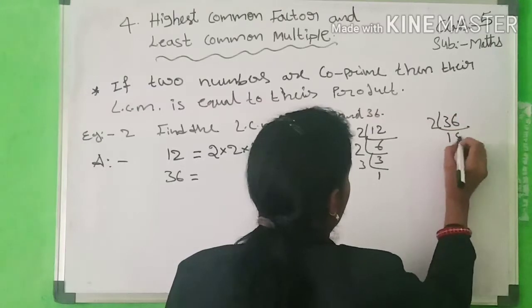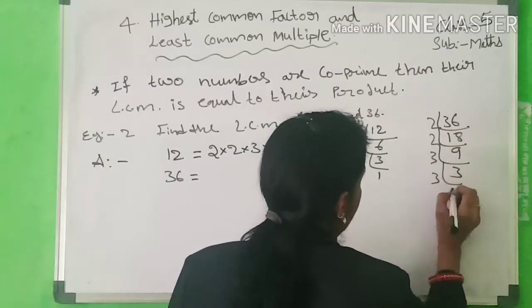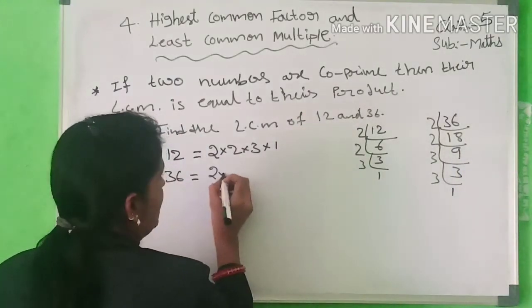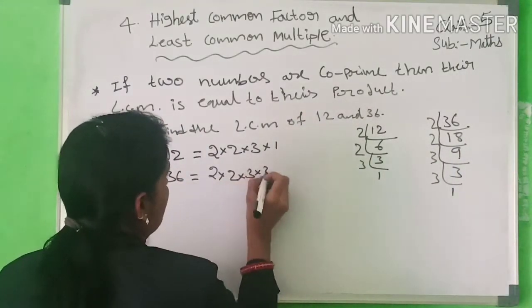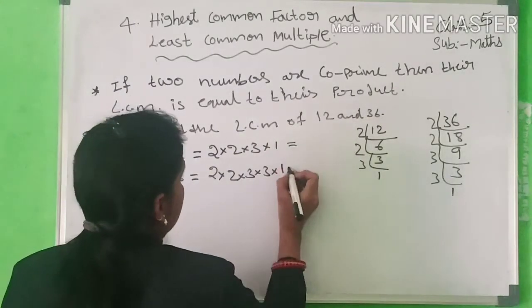2 1s are 2, 8 2s are 16, 2 9s are 18, 3 3s are 9, 3 1s are 3. What is that? 2 into 2 into 3 into 3 into 1.